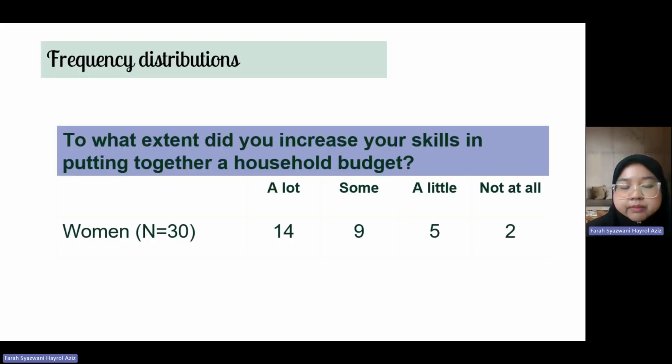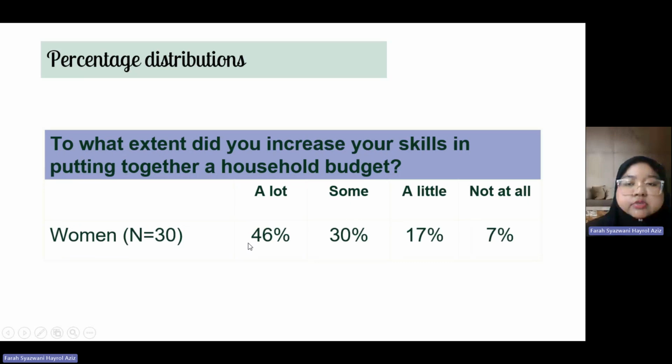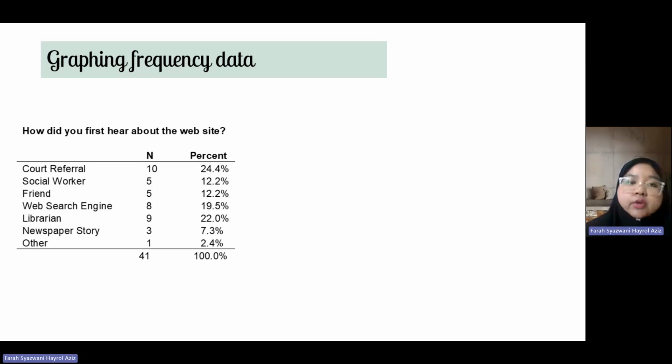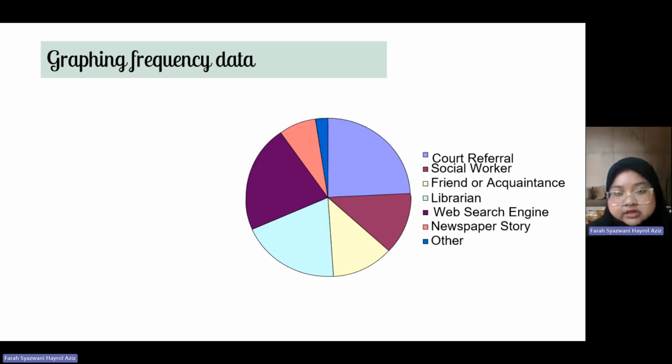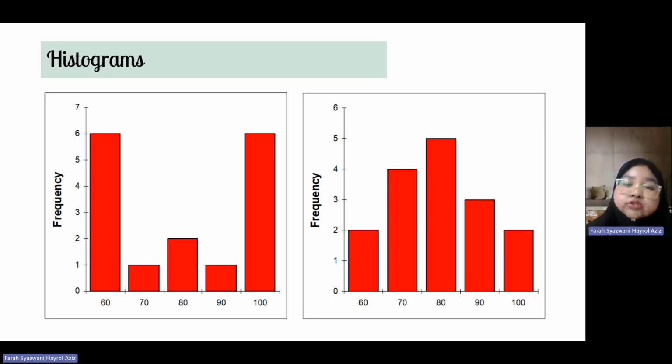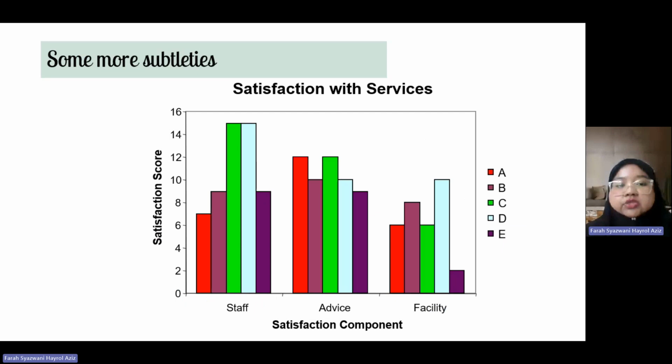This is a sample of frequency distribution, whereby you only calculate the total number, compared to percentage distribution, where you make it into percentages. This is how you graph your frequency data. You can use a table as such, or you can use a pie chart like this. You can also use a histogram to describe the frequency of your data, or you can combine your data into a bar chart as such, or histogram.